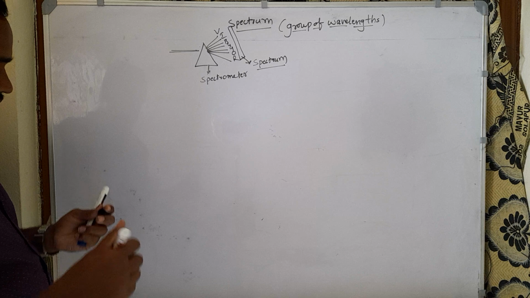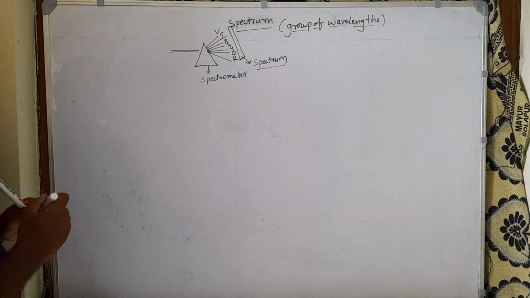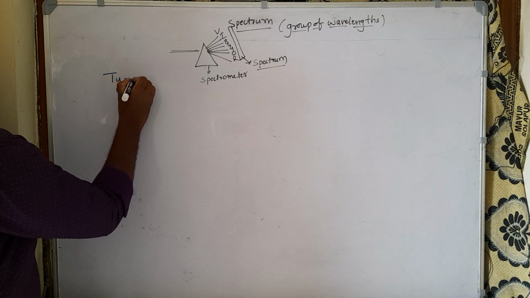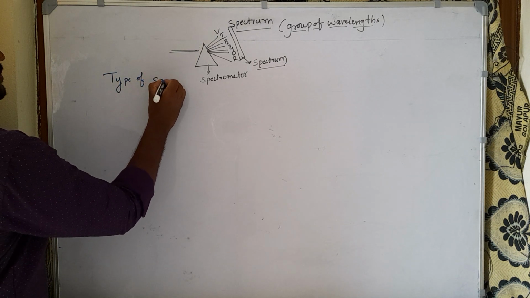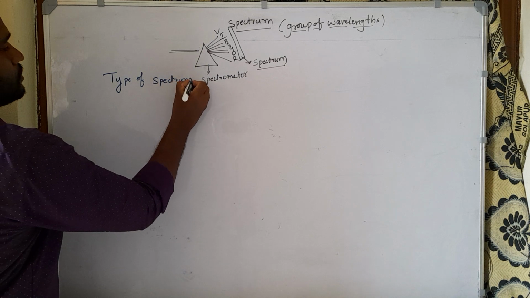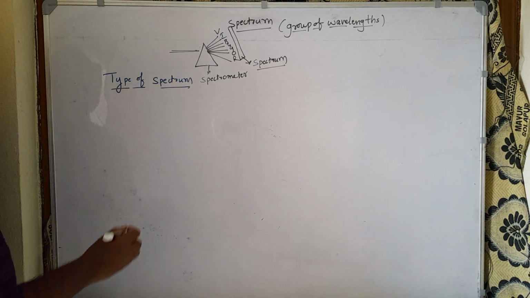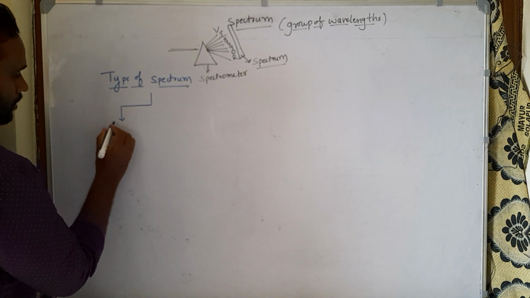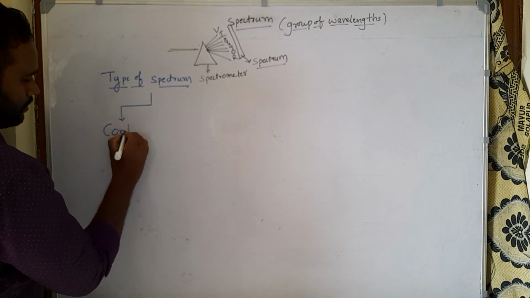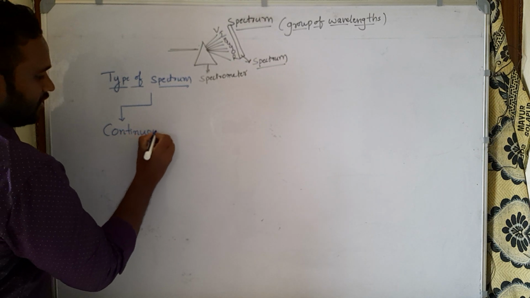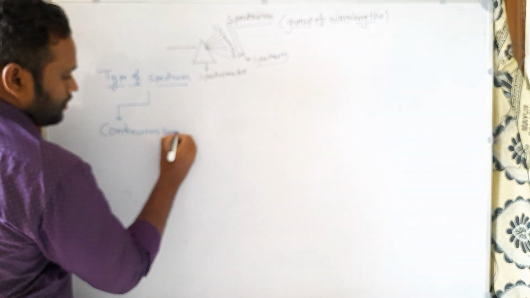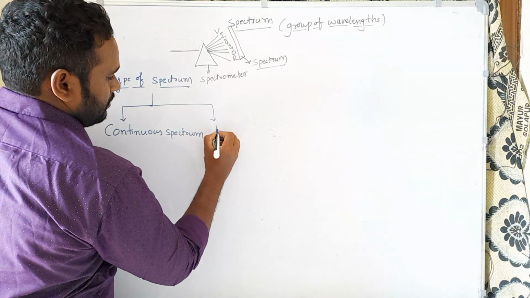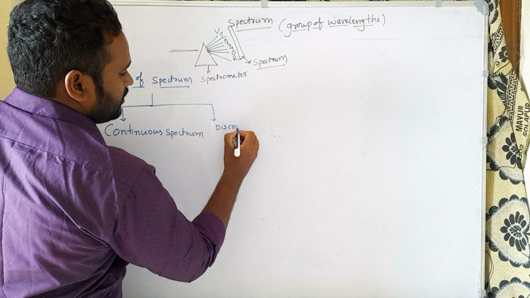So now let us discuss types of spectrum. Here mainly we are having two types of spectrums, that is continuous spectrum and discontinuous spectrum.